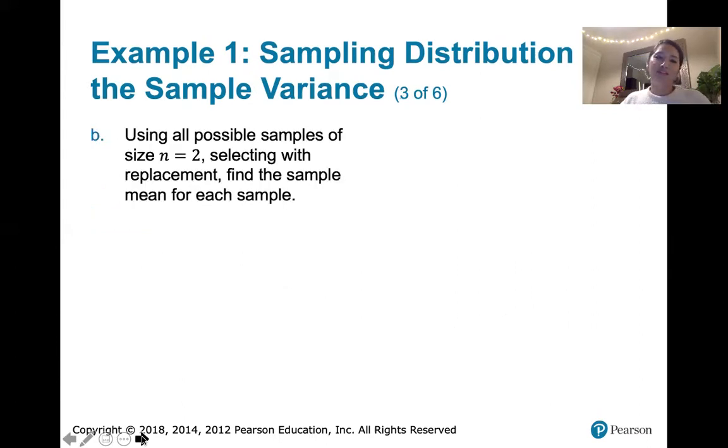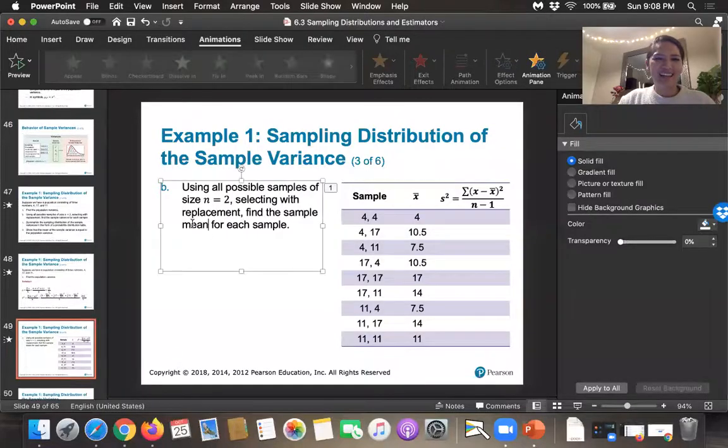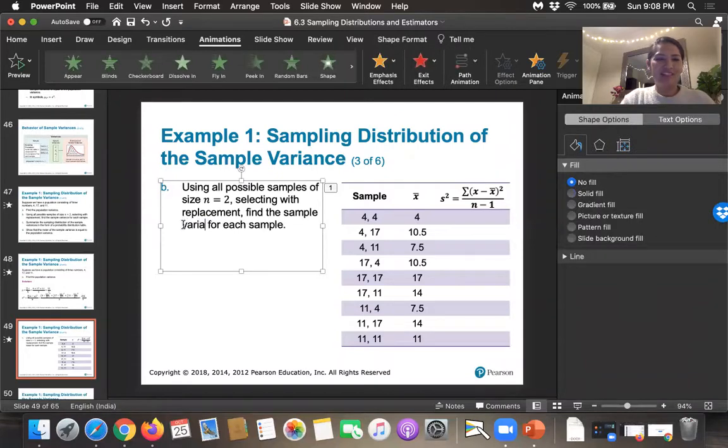Now we're going to come up with all possible samples of size n equals 2, selecting with replacement, and then find the sample variance for each sample. It says sample mean. I meant to change that.